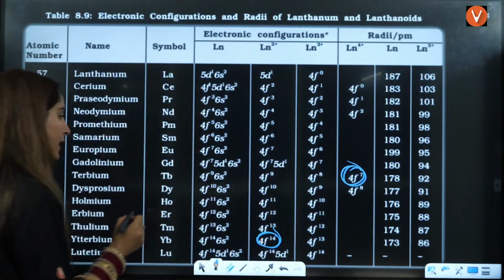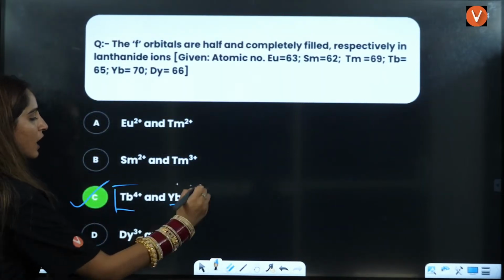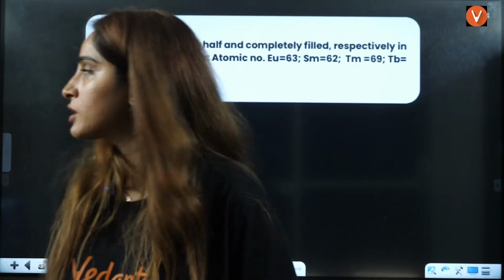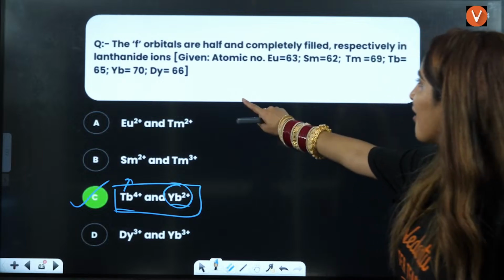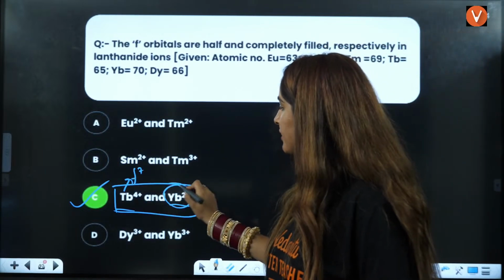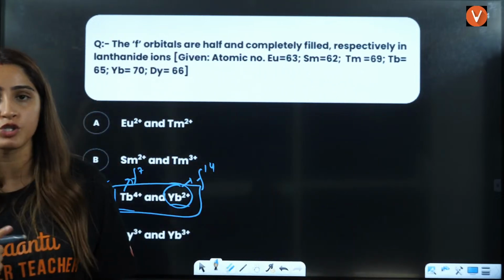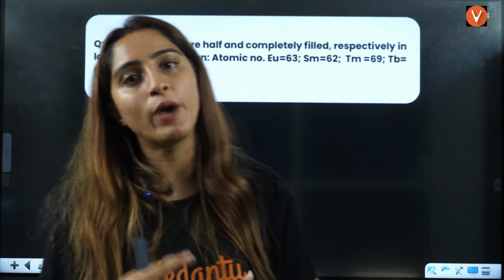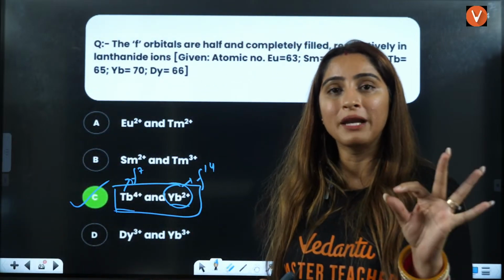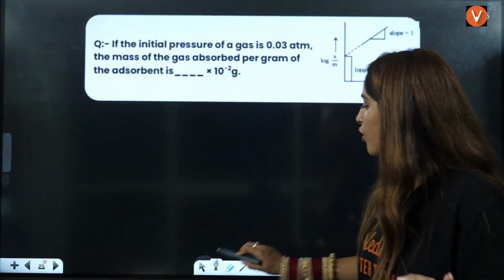So the answer will be Tb4+ and Yb2+. This is half filled, this is fully filled. This is what they are asking you: half filled and completely filled respectively. This is f7 and this is f14. This is what I told you previously also, that they are going to ask you questions from half filled, fully filled, only from the electronic configuration of the lanthanoids.